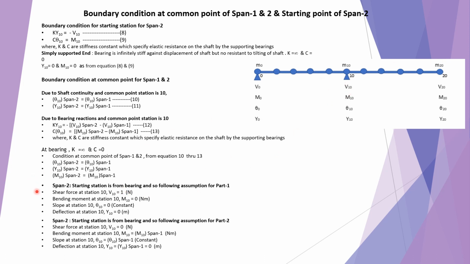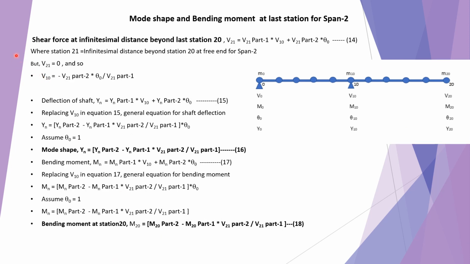Now the starting point for part 1 of span 2 is V10 is 1, M10 is 0, theta 10 is 0, Y10 is 0. For part 2, V10 is 0, M10 of part 2 will be M10 of part 1, theta 10 of part 2 will be theta 10 of part 1, and deflection Y10 of part 2 will be Y10 of part 1, but that will be 0. Now the mode shape and bending moment at the last station for span 2.